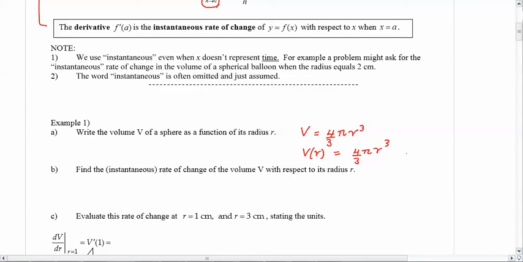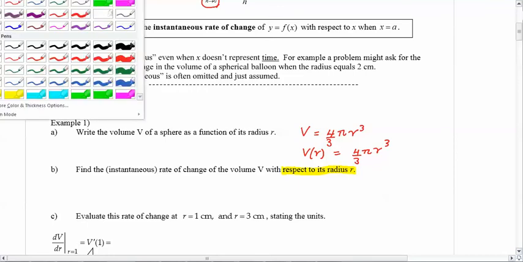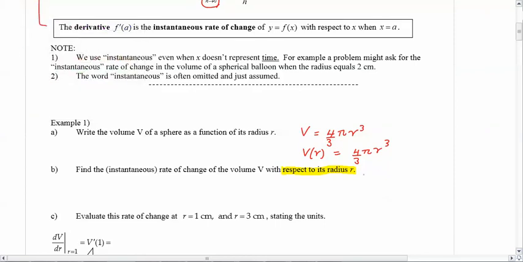Now we want to find the instantaneous rate of change of the volume V, which we've got, with respect to its radius r. Now when you see something like with respect to its radius r, what that really is asking you to do is to find the derivative with respect to r of whatever it is that asks you to find the rate of change of. And in this case, of course, it's the volume. So what we're trying to find is dV/dr.